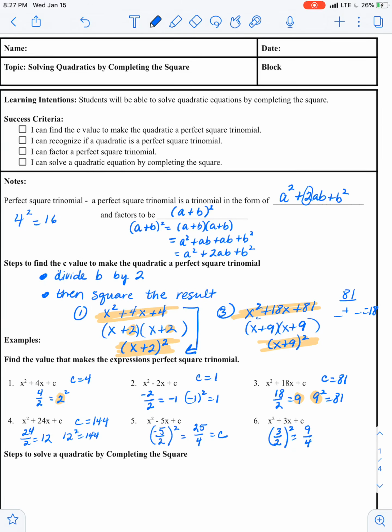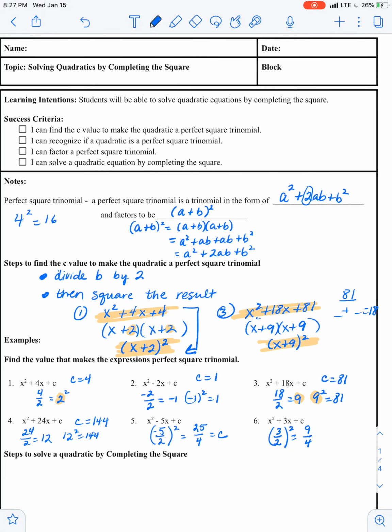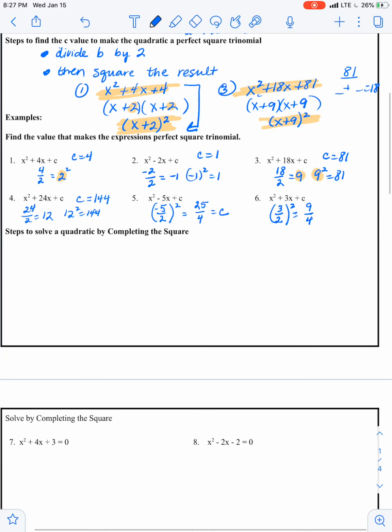Okay, so in the last video we talked about completing the square and how to find that C value. Remember, it was to divide your B by 2 and then square the result. That's how we get C. So we're going to do what we call completing the square.